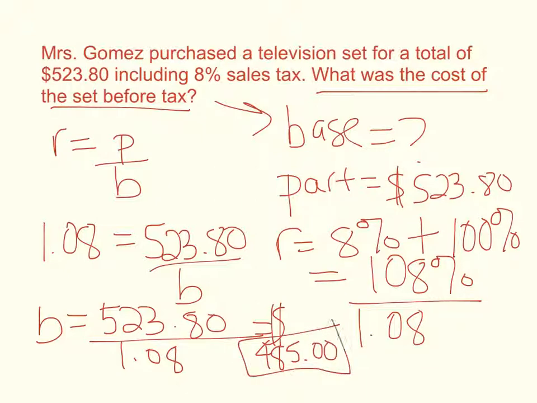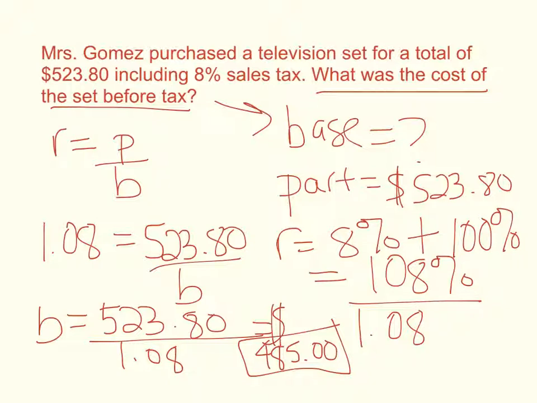And when we do this calculation, we should get an answer of $485. Okay, so as I said in class, it is important that if you're confused, because these questions can get a little confusing, you ask: does our answer make sense? If you have $485, that is the price of the TV without tax. Mrs. Gomez paid $523.80. Does that seem reasonable?